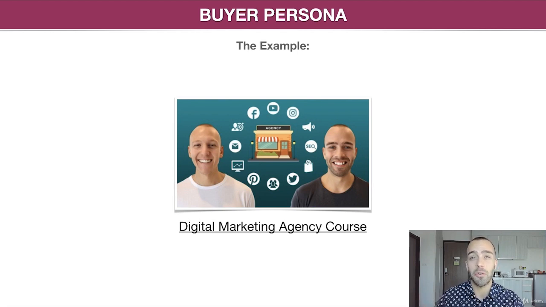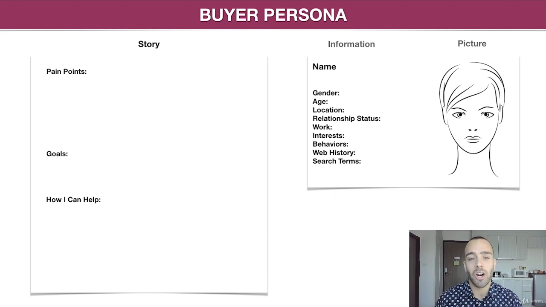This could also be if you have several different products for several different audiences. You have to start by creating one buyer persona and then you can build out more buyer personas. All right, so let's start. So this is the goal, guys. On the left hand side, we have a story where we're answering 3 different questions: pain points, goals, and how we or I can help this potential customer. And then on the right hand side, you can see that we have information and a picture, and we're going to paint this blank canvas right now.